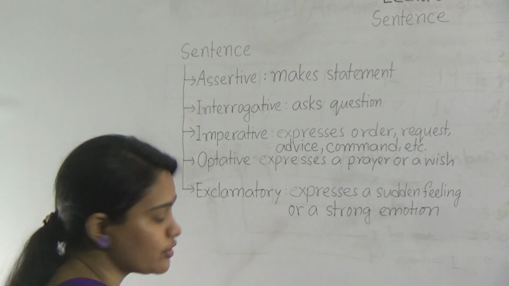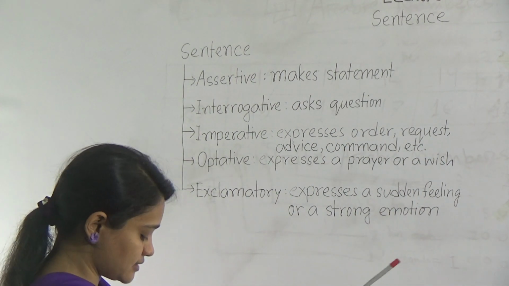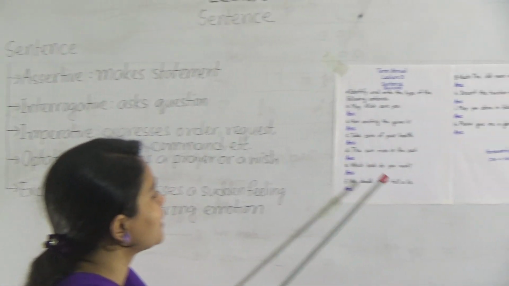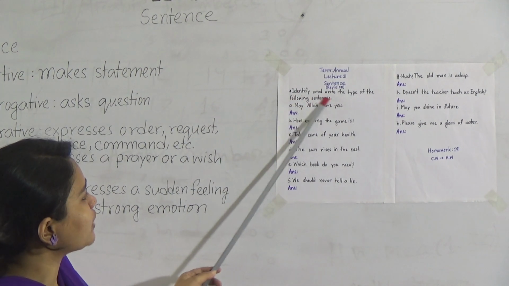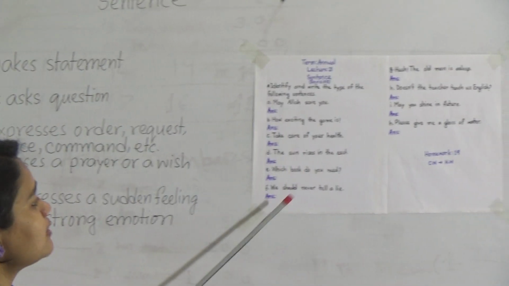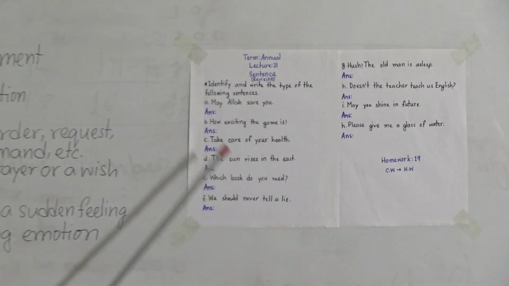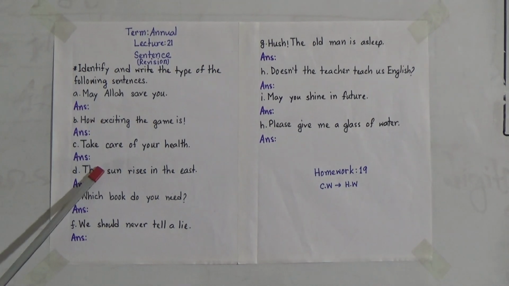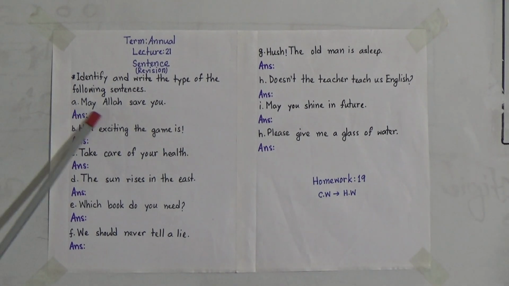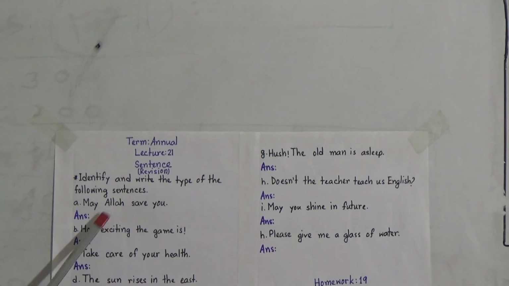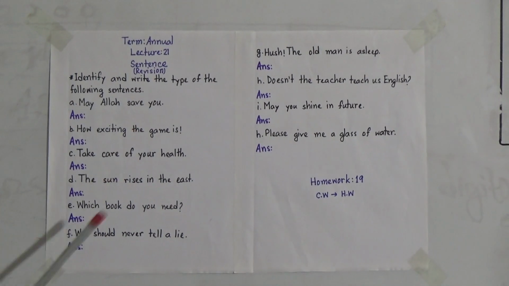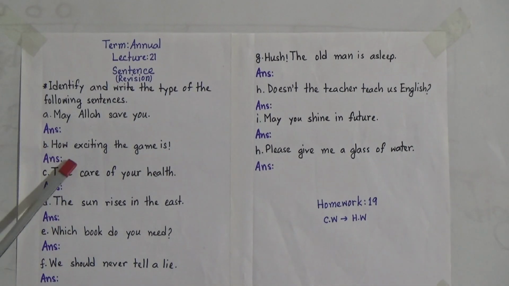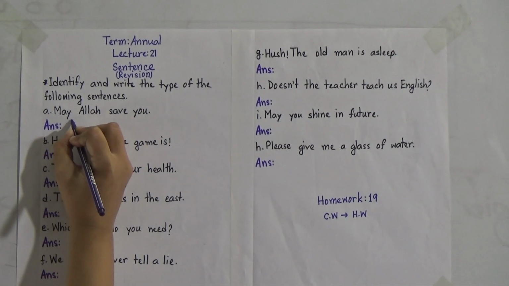And now we will do the exercise of the sentences. We have done it before, and let's have a review today. Now look, what is the instruction? Identify and write the type of the following sentences. So there are some sentences, you need to identify them at first, and then you will write the type of the sentence. The first sentence is, may Allah save you. Now look, may Allah save you. It is a prayer or a wish. So it is a what? It is an optative sentence. So we will write here optative.